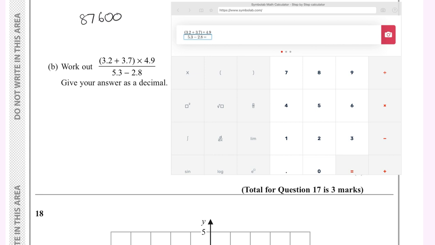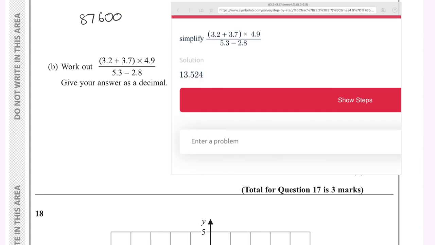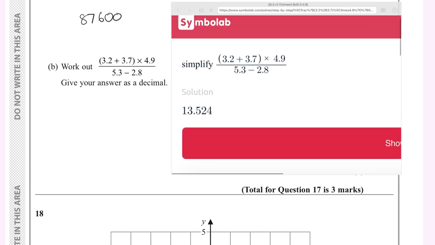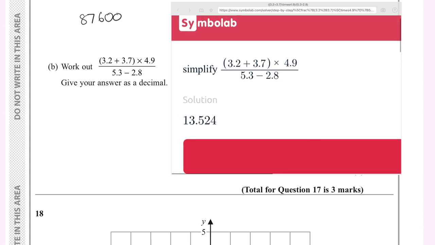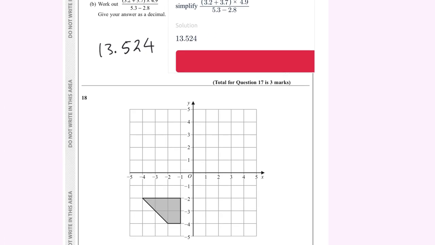Oops. Apologies. Sorry, I meant to press go. Bit weird because I'm doing it on here instead of how I would normally do it. But there we are. Okay, so it's 13.524. And it's asked for it as a decimal, so that makes most sense. Sometimes it might pop as a fraction, in which case you just need to convert it to a decimal. Alright? Sorry about that. That was a bit of a faff one, that.